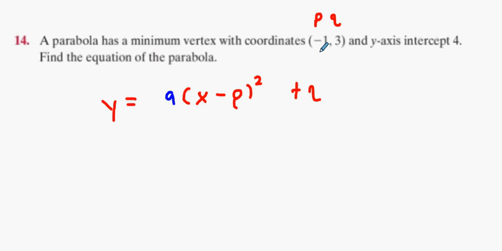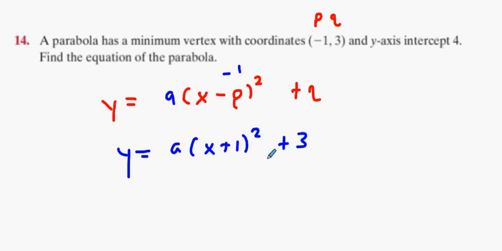Right, minimum means y equals a into (x minus minus 1, which is plus 1) squared, and then plus 3. Now you could verify that yourself, couldn't you? If you put in x equals minus 1, what happens? It turns that part into 0, and the y value would equal 3. No bother.